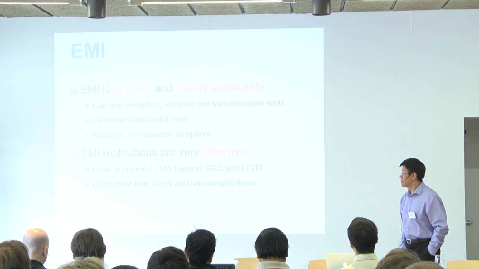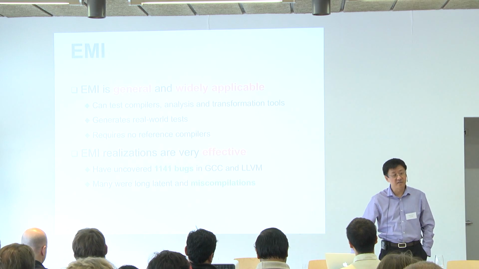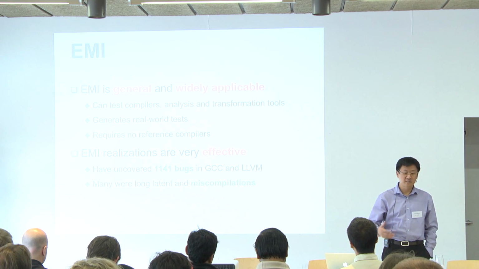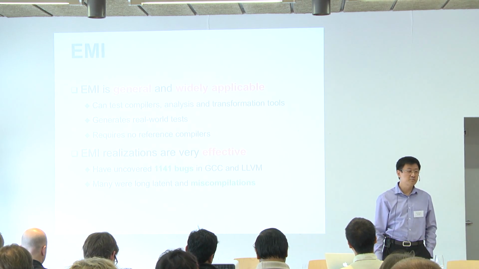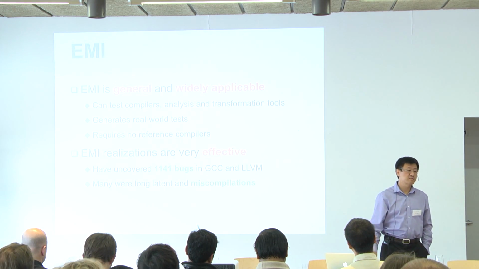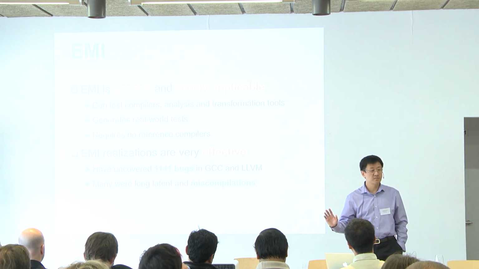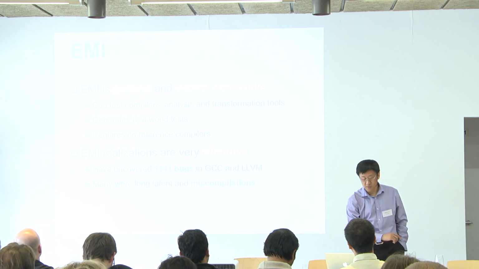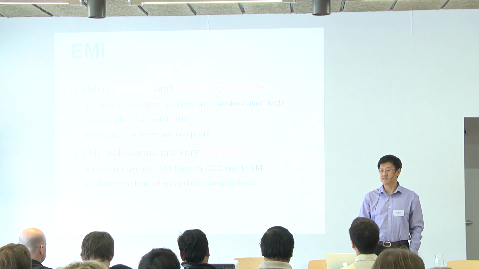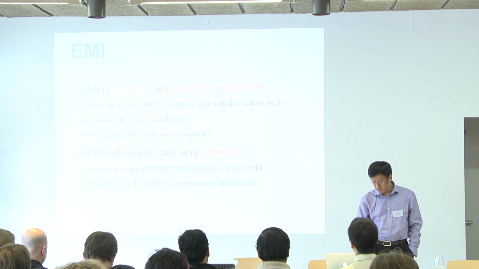Just want to quickly recap. The EMI technique is a very simple, generally widely applicable methodology. You can use it to test compilers; suppose you'd like to build static analysis tools, you can use it to test your static analysis tools. It generates real-world tests. That means we guarantee every bug we find is a real bug, no false positives. We guarantee that, okay? It also requires no reference compilers, which is very different from Csmith's type of differential testing.